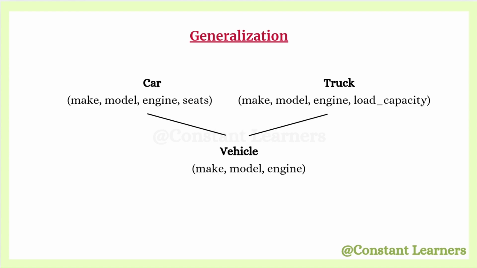For example, we have entities car and truck. Car has attributes make, model, engine and seats, and truck has attributes make, model, engine and load capacity.